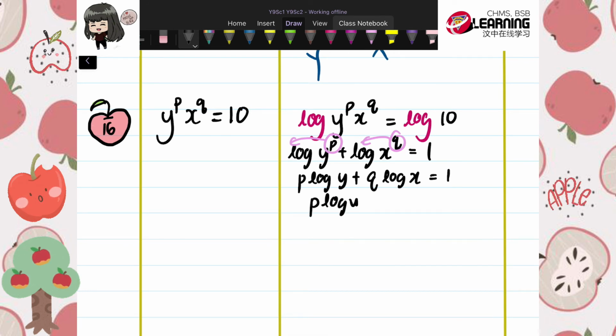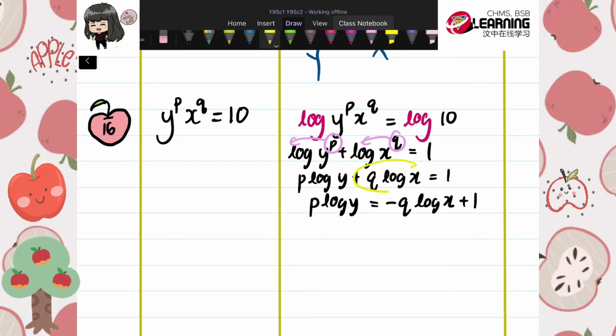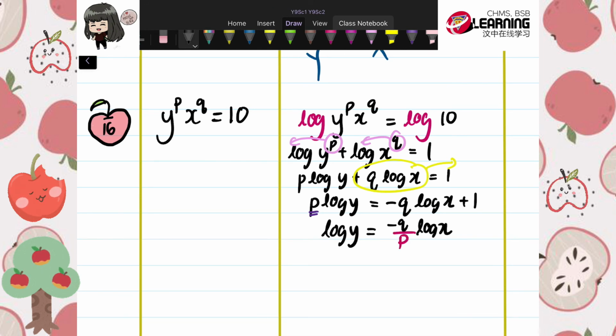So after that, to make it into y equals mx plus c, I move this like this. I move my negative q log x, it becomes minus. So can I make this as my big Y? The answer is cannot, because there is a p here. It's a constant, it belongs to constant. So what I'm going to do is divide by p for all. So when I divide by p, here will become over p, and here also becomes over p. So basically p is the denominator on the other side.